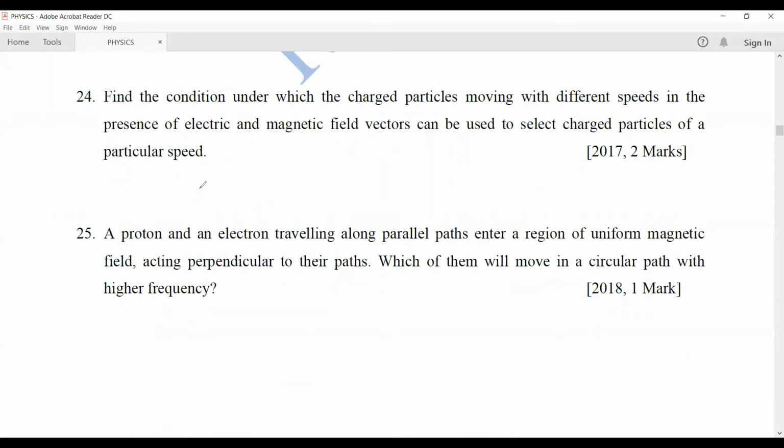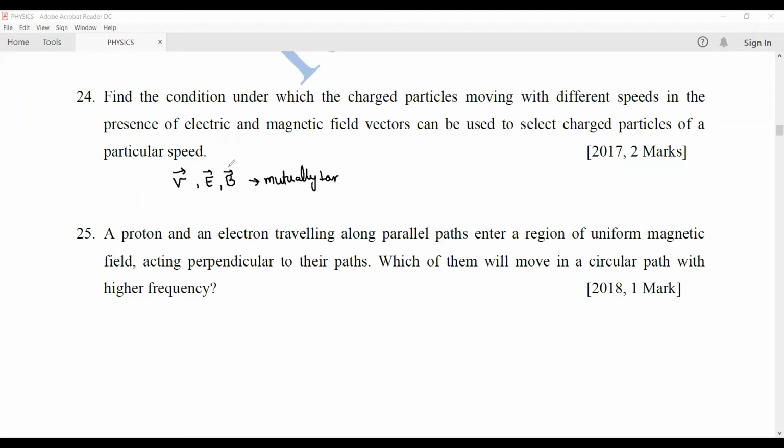Question number 24. Find the condition under which the charged particles moving with different speeds in the presence of electric and magnetic field vectors can be used to select the charged particles at a particular speed. We know that the charged particle moves in crossed fields, that is E and B vectors, the electric and the magnetic field vectors, both perpendicular, and the charged particle should enter perpendicular to these two fields. That is V, E and B, all three should be mutually perpendicular to each other. Then only the charged particle will go undeflected.